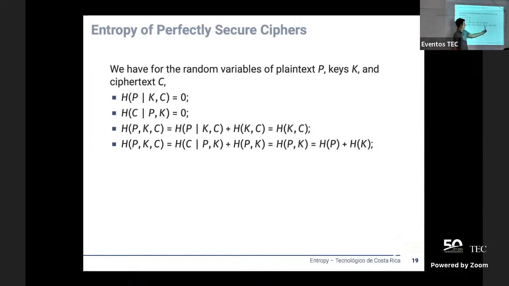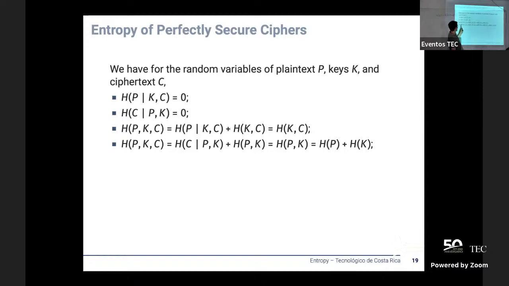So the plain text is chosen independent from a key because it doesn't make sense to, for certain plain text, choose certain keys, right? We always choose a key uniformly at random. So these are indeed independent random variables. So we can apply the formula that we saw before. The joint entropy is the same as the entropy of the two summed together.